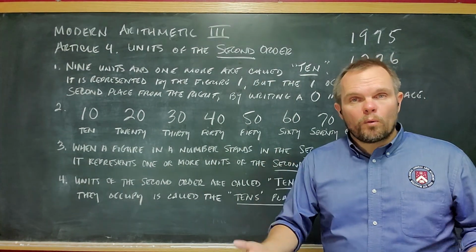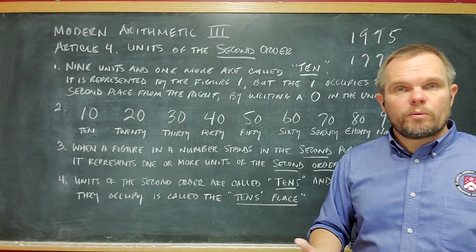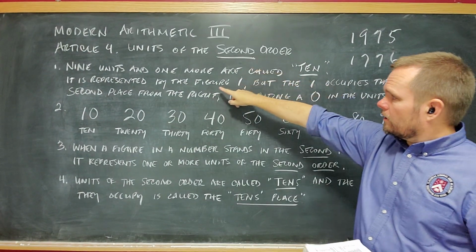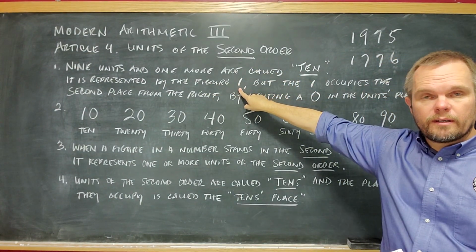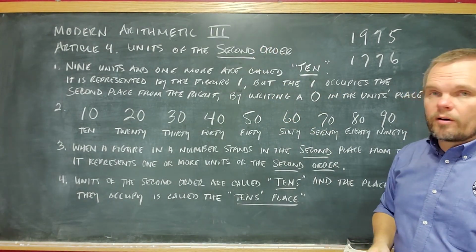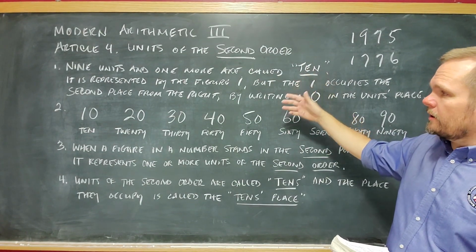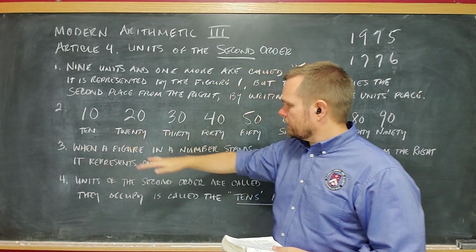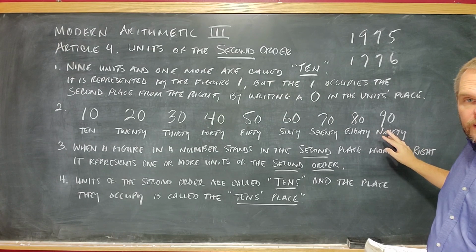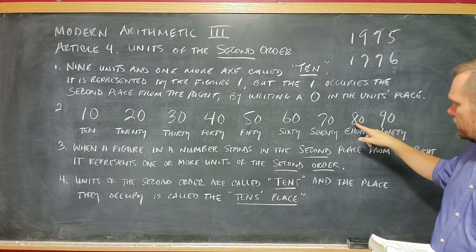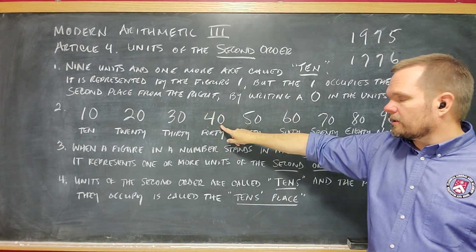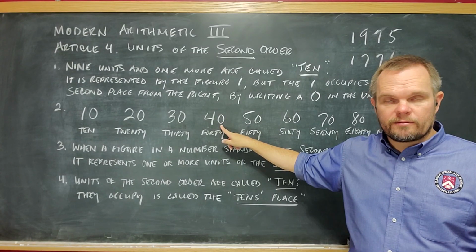But what if there's one more than 9 and we have 10? How do we write the number 10? We write the number 10 by using the figure 1 in the tens place, or the second order. And that's what we study here in Article 4: how to express the numbers 10, 20, 30, 40, 50, 60, 70, 80, and 90, by simply writing the number of tens in the second place and putting a 0 in the units place.